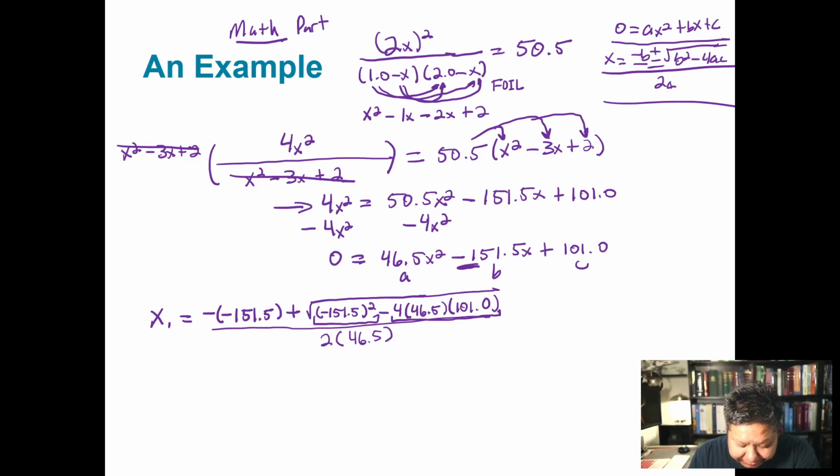And then I would add them to the negative, the minus negative, the negative 151.5, right? And then divide all that by 2 times 46.5. So I would do it all step by step, one term at a time, but 2 numbers at a time, okay? That way you minimize the chance of typing in something wrong in the calculator when you have too many terms in there at once.